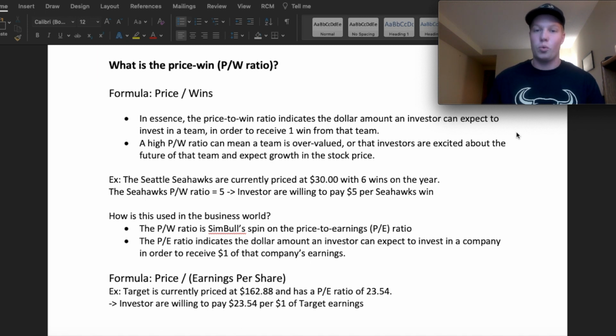This one's on the price to win ratio that you'll find on SimBull and also relating that to the price to earnings ratio that you find in the business world.